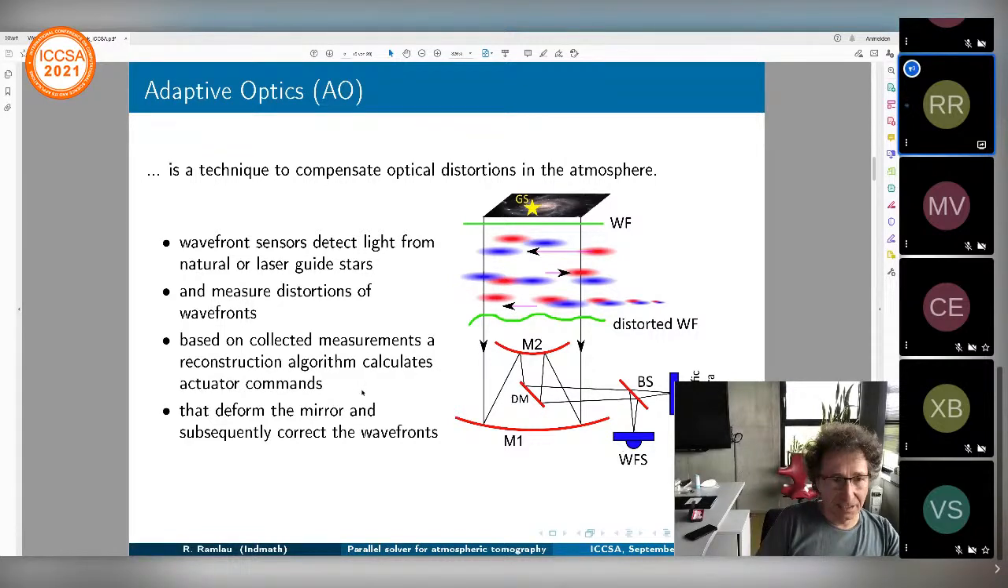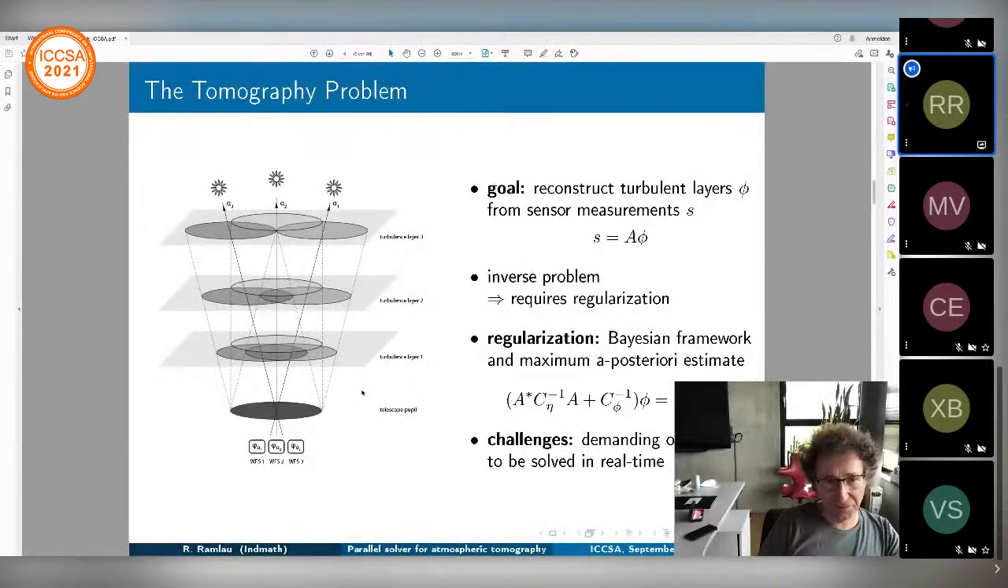We are in particular concerned with the tomography problem. In tomography, you would like to correct for a large field of view. The assumption is that you have different turbulence layers in the atmosphere. Usually we think of a number of turbulence layers between 3 and maybe 20, and you would like to reconstruct the turbulence in these layers.